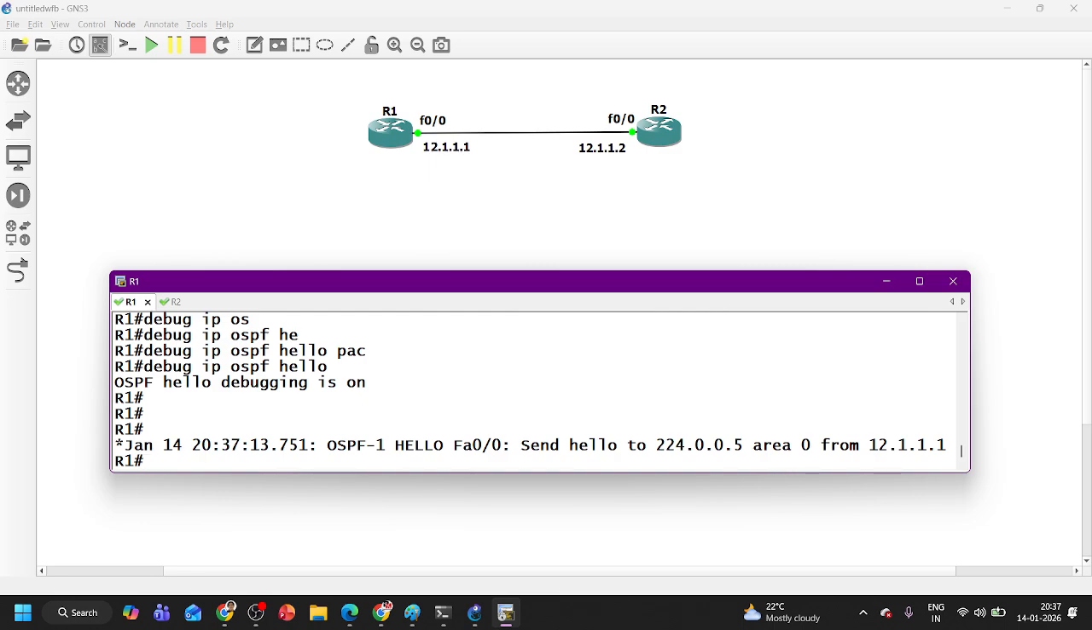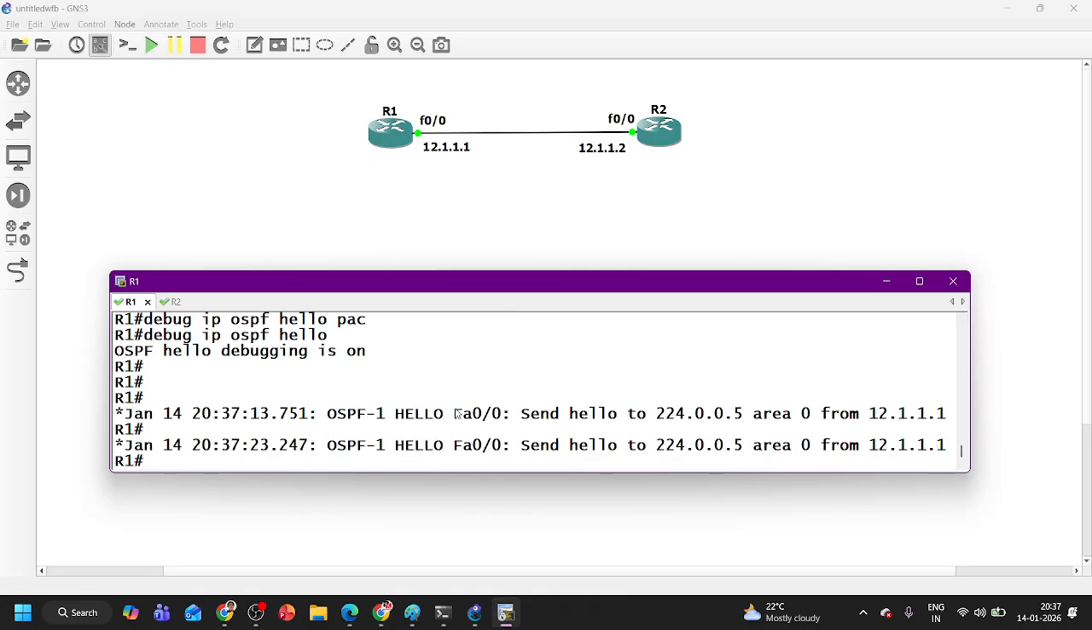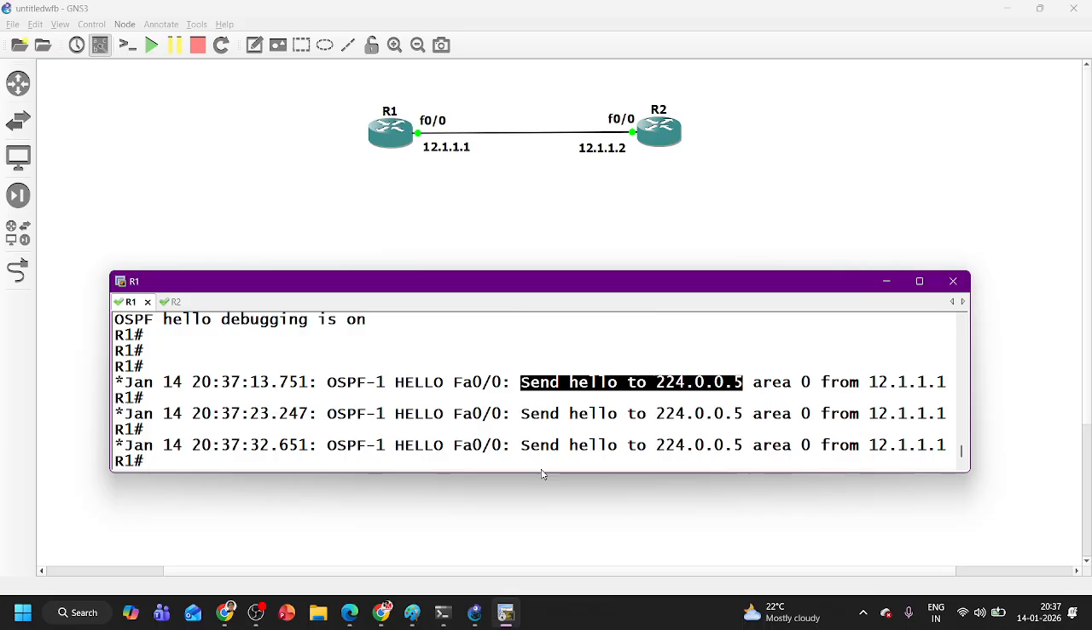Router 1 doesn't know anything about Router 2. Who is Router 2? Right, so you can see here it is sending OSPF process 1 hello message from FastEthernet 0/0. Sent to which address? To 224.0.0.5, right? And the hello message also carries some information like area ID.